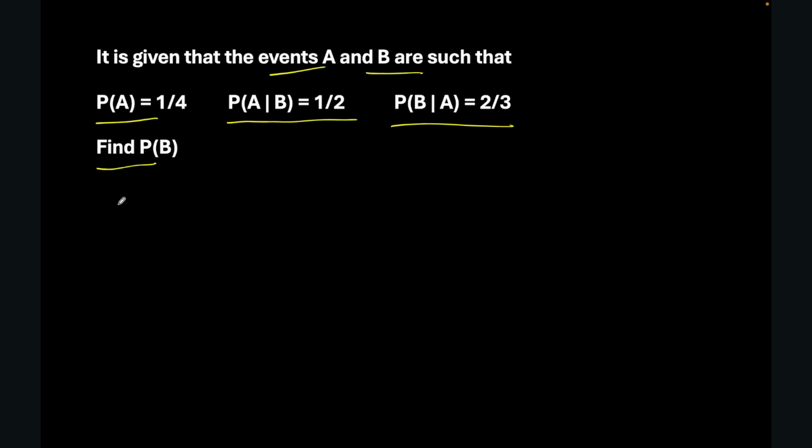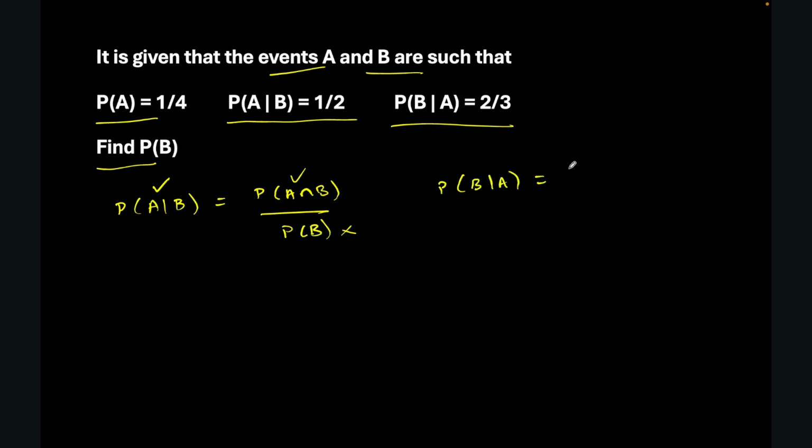Okay, so let's use the formula. We're told that A given B is the same thing as A intersection B, given probability of B, like this. So we know this is a half. We have to find this intersection, and we don't know this. Now let's look at the other formula, probability of B given A. It's going to be the same thing as A intersection B or B intersection A. It's the same thing, so I'll write it as this, and given A. So we know this is 2/3. We don't know A intersection B yet, so I'll just leave it as it is, and given A is 1/4.